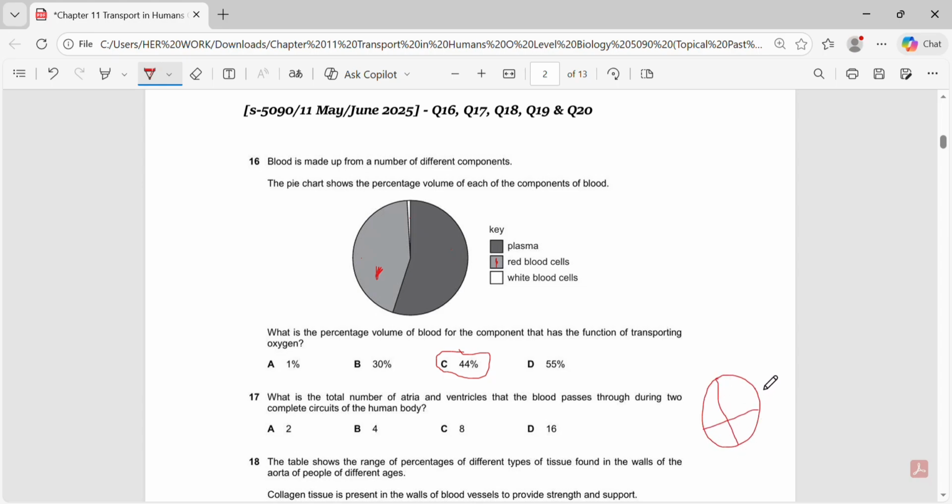Humans have a double circulatory system, meaning that in one complete circuit, blood passes through the heart twice. In the first circuit, known as the pulmonary circulation, blood passes through the right atrium and right ventricle. In the second circuit, known as the systemic circulation, blood passes through the left atrium and left ventricle.